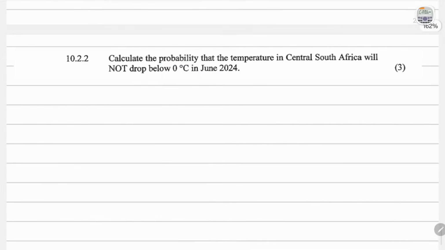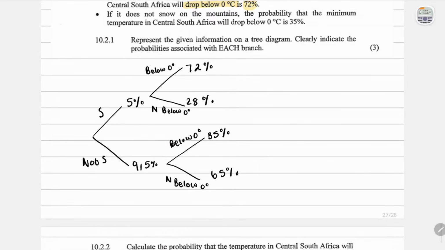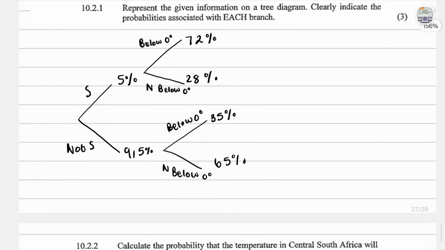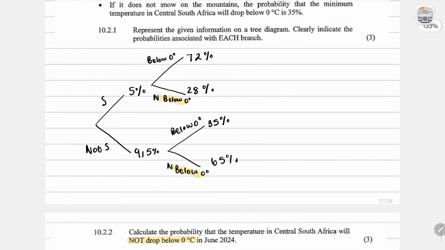Question 10.2.2 says, calculate the probability that the temperature in central South Africa will not drop below 0 degrees in June 2024. So we're looking for the probability that it will not drop below 0. Notice the places where we have not below 0. That's here and that's here. So we're going to take the full probabilities.